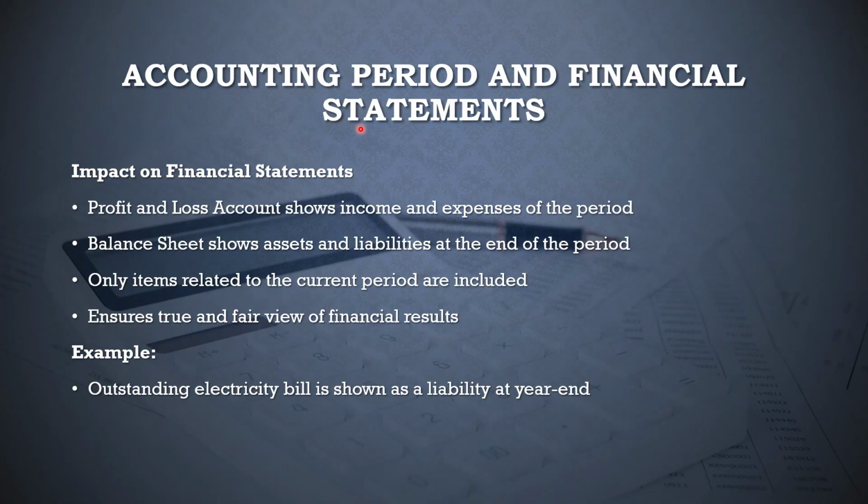So, the accounting period concept directly affects financial statements. The profit and loss account shows income and expenses related only to the specific period. The balance sheet presents assets and liabilities as they exist at the end of that period. Only items that relate to the current accounting period are included in the financial statements. This helps to ensure that the financial statements present a true and fair view of results. For example, an outstanding electricity bill at year end is shown as a liability.